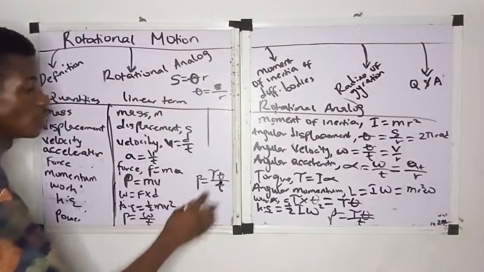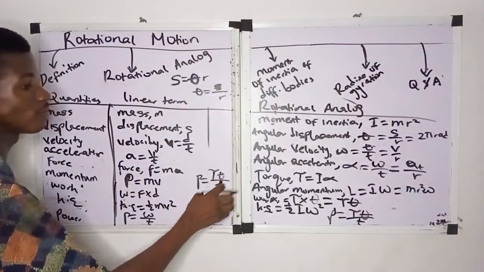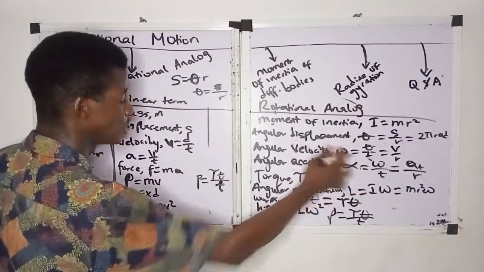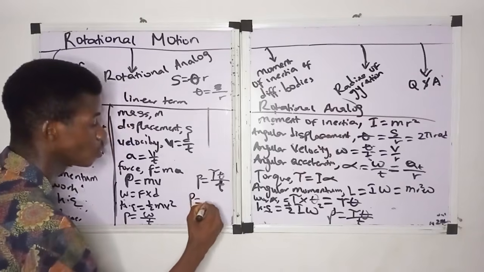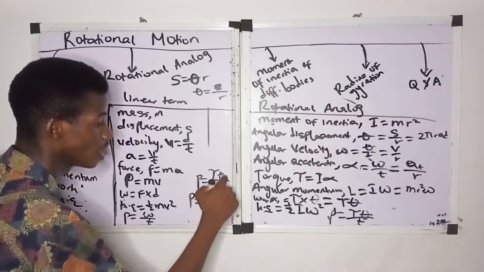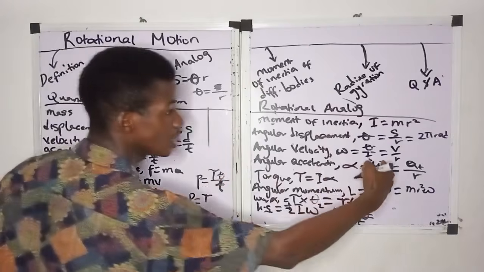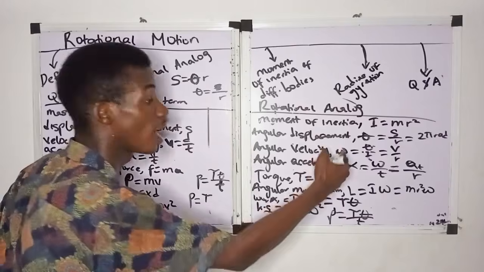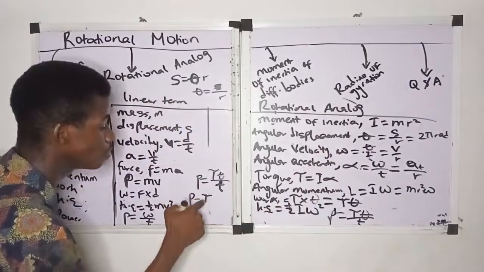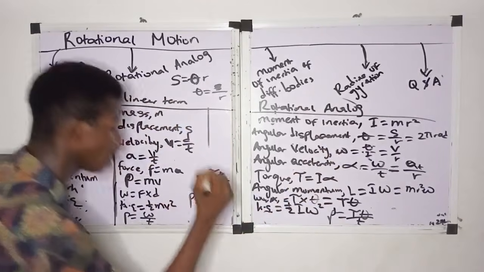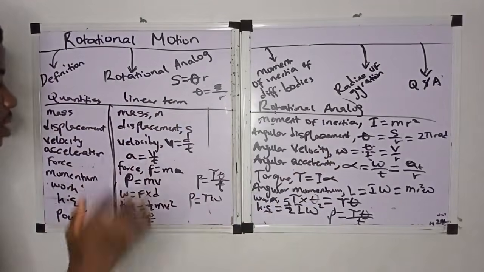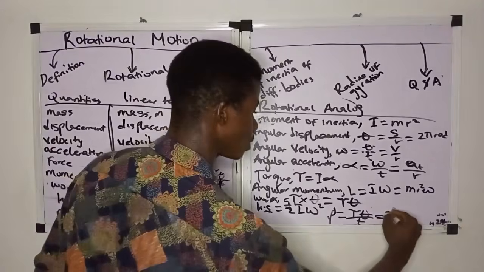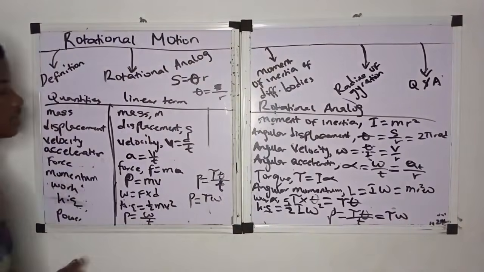Are we done yet? No. Remember, angular displacement over time gives us angular velocity. Therefore, power is equal to torque times angular velocity. Yes, very important.